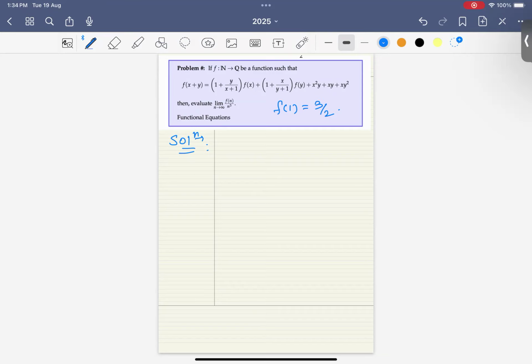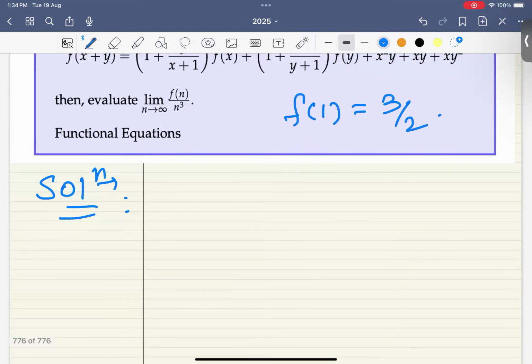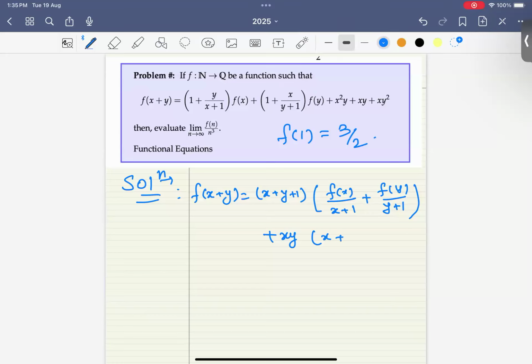And also, if you look at it this way, this is kind of annoying in the way that here is x plus 1, there is y plus 1. So y is given like that. So, well, let's do some algebra. You can say that f of x plus y is in fact equal to, after some simplification, x plus y plus 1 times f of x upon x plus 1 plus f of y upon y plus 1, and plus xy plus x plus y plus 1.